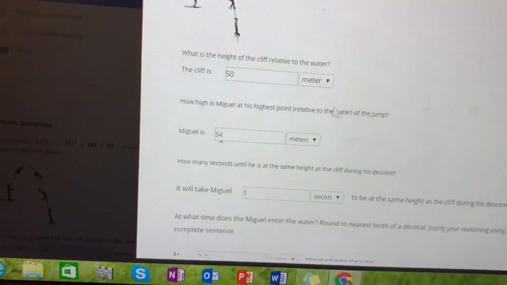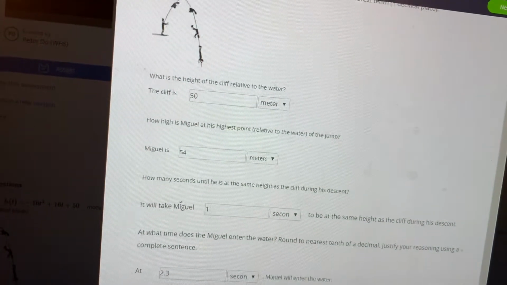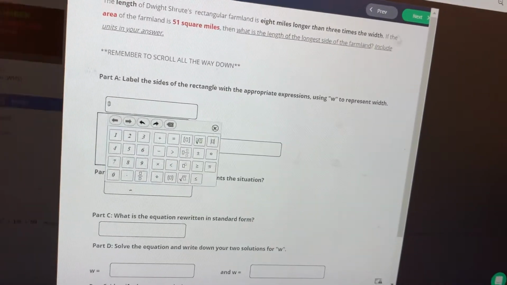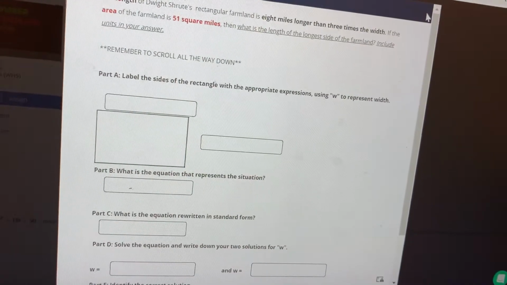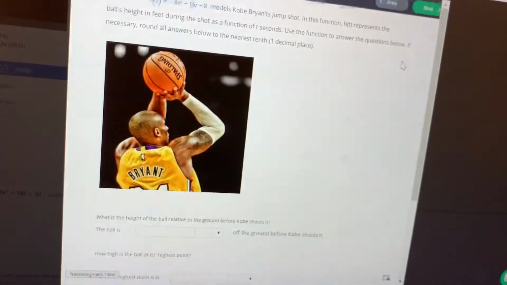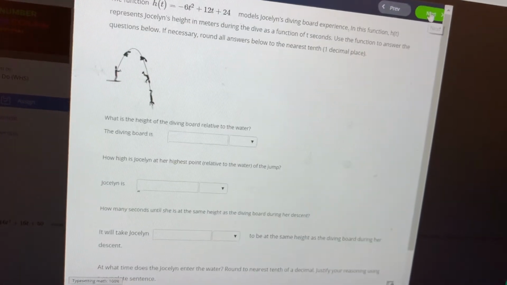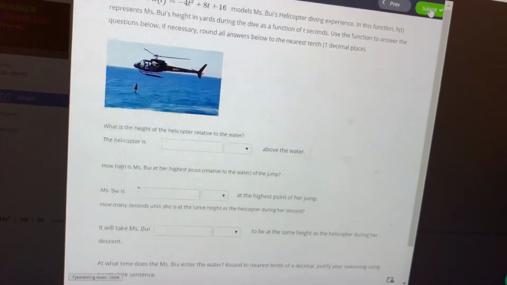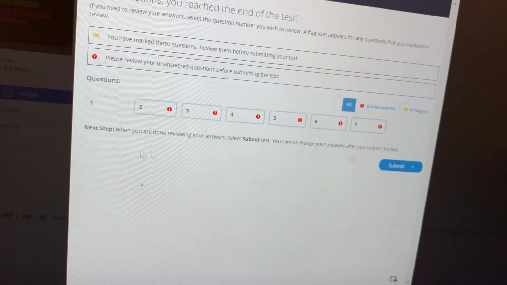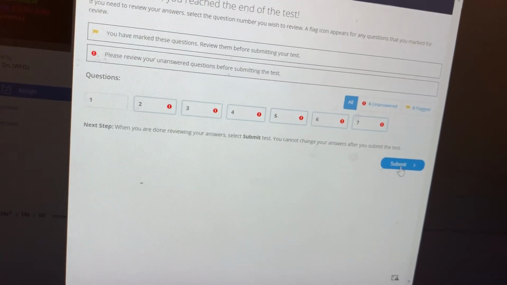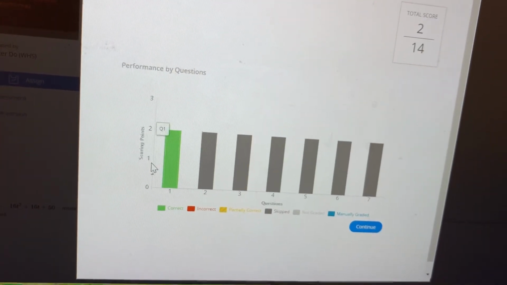Okay, so let's go ahead and check. Here's my next button. Okay, I only did number 1 for this one, so let's see. There you go, everything right for number 1.